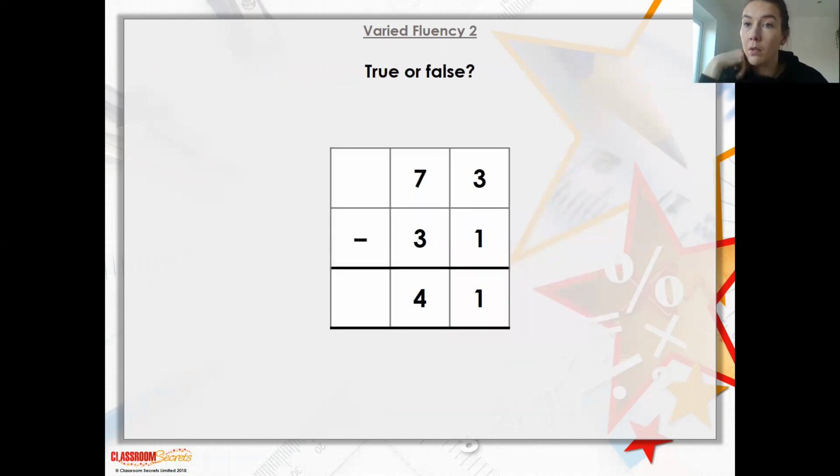Some of your questions today will also involve you thinking about, right, is it true or false? Which means that you need to work out the correct answer to figure this out. So this one here says 73 minus or subtract 31 is 41. So what I'd start to do is I'd go, obviously starting with your ones, because you always start with your ones. 1 subtract 3. No, 3 subtract 1 is not 1. So we know already that that is false. And the answer isn't 41, it is 42.